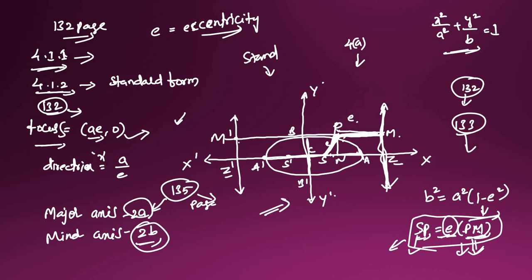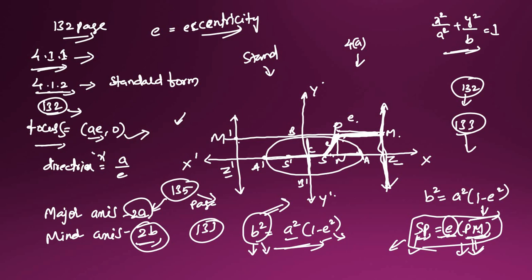So this is from the standard form of the ellipse, on page 132 to 133, where the total solution is given. Here b square is equal to a square into (1 minus e square), na. So if in any case we have to find the b value, we use this formula with the a value and e value. If the eccentricity e is given and the a value is given, we substitute them in this formula and get the b value.